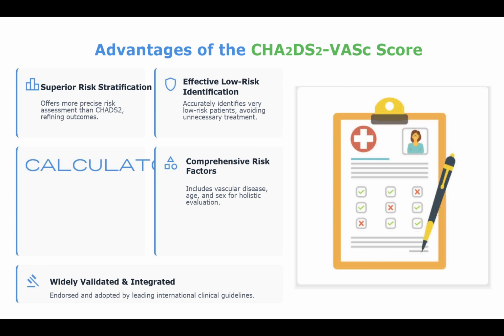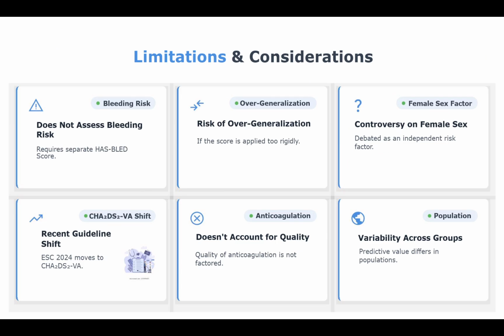Despite its widespread use and clear advantages, it is equally crucial to recognize that the CHA2DS2-VASc score, like any clinical tool, has certain inherent limitations and important considerations that clinicians must be mindful of. Crucially, the score does not assess bleeding risk. This is a completely separate yet equally vital assessment that must be performed. Typically, this is done using other dedicated tools such as the HAS-BLED score.